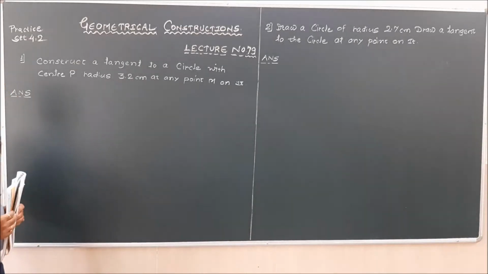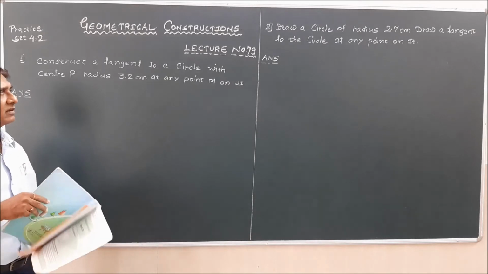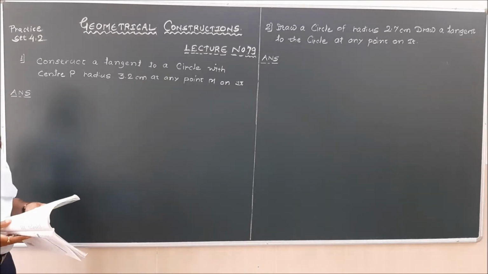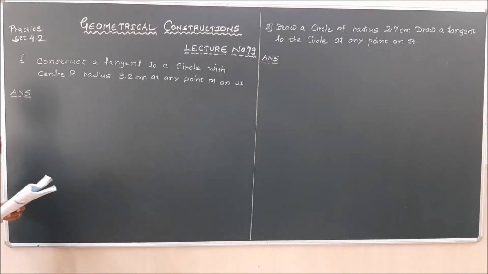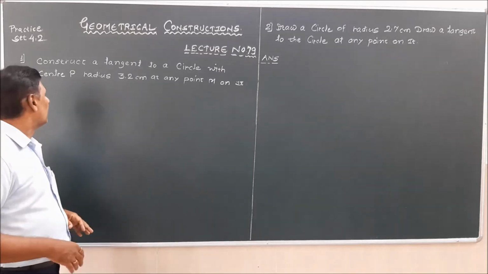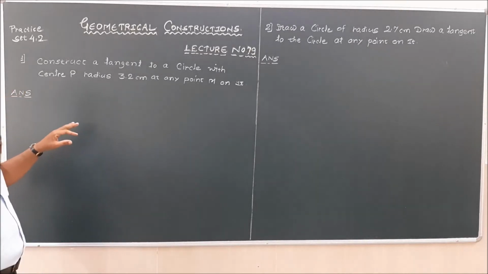Welcome to lecture number 79, geometrical constructions. This is practice set 4.2, and in this 4.2 there are 7 sums. Simple sums. These 2, 3 sums are very simple. So first you try to understand.